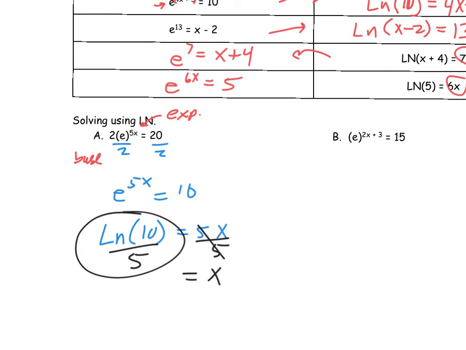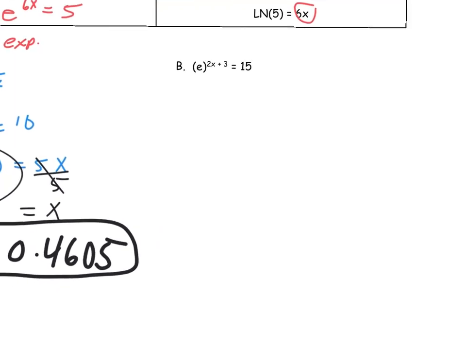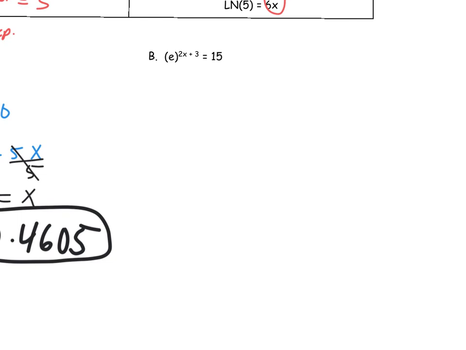x equals, what is it? 0.4605. And we're done. It's that simple. Okay? It's almost easier than the previous logarithms. So let's go over here and let's do this one.